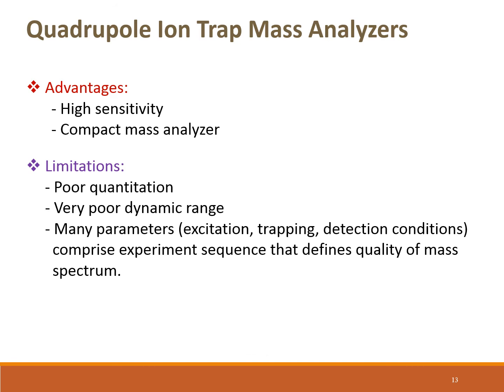The advantages of the quadrupole ion trap mass analyzer are high sensitivity, and it is a compact mass analyzer. However, the limitations are poor quantitation, very poor dynamic range, and the requirement of many parameters, such as excitation, trapping, and detection conditions, that comprise an experiment sequence that defines the quality of the mass spectrum.